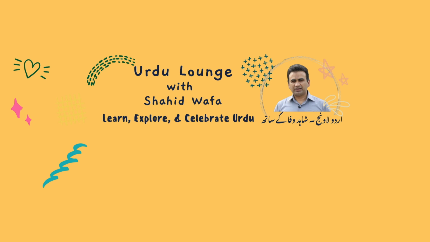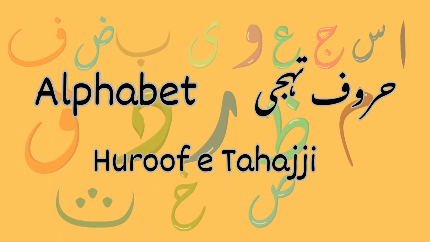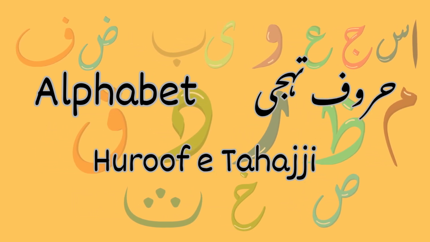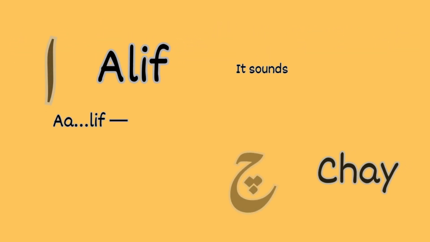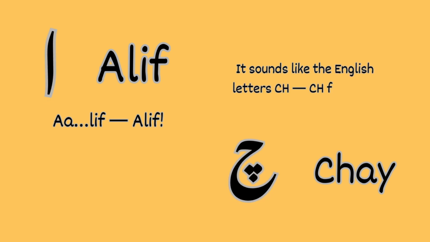In this video, we'll learn the basics of the Urdu language, the alphabet, which is called Huruf-e-Tahajji in Urdu. Urdu has a total of 39 letters. Today, we'll cover the first 8 letters from Alif to Chay. You will learn how they look, how they sound, and some simple examples.